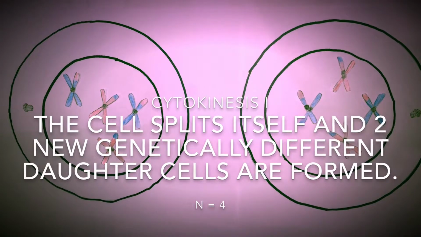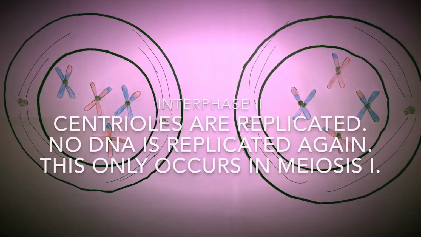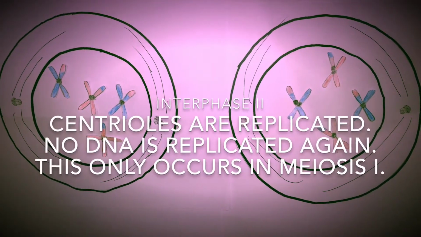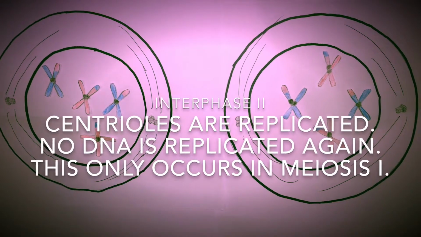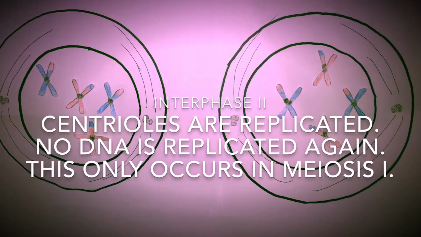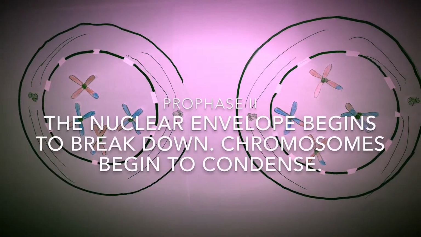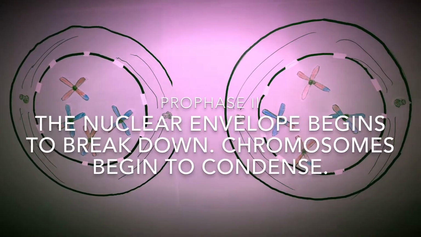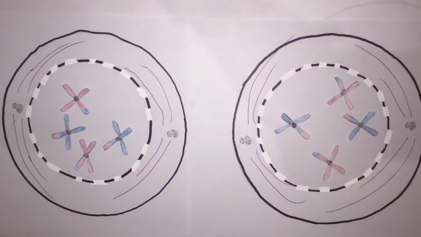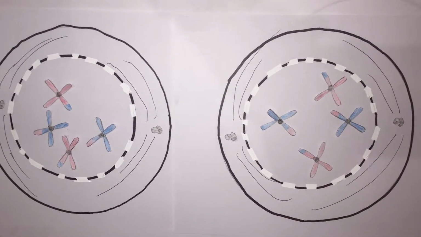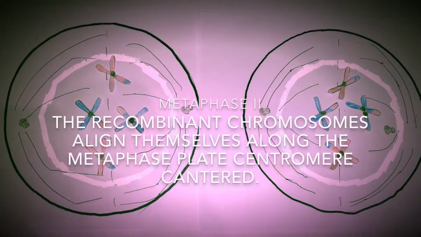Now, n equals 4. Interphase 2. Centrioles are replicated. No DNA is replicated again. This only occurs in meiosis 1. Prophase 2. The nuclear envelope begins to break down and the chromosomes begin to condense.